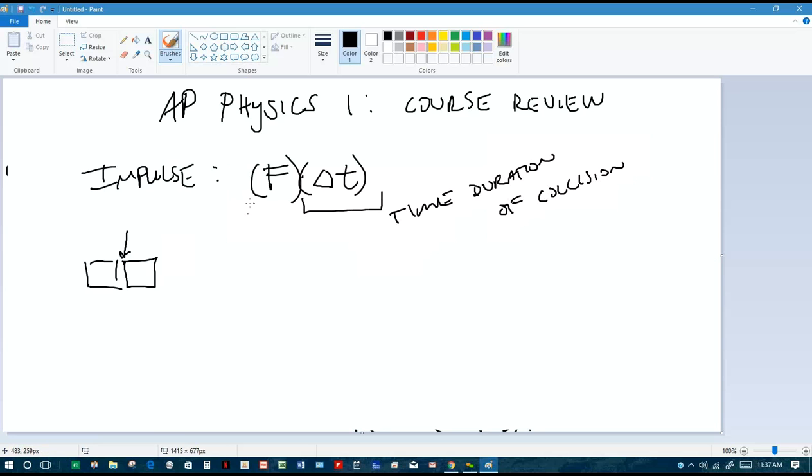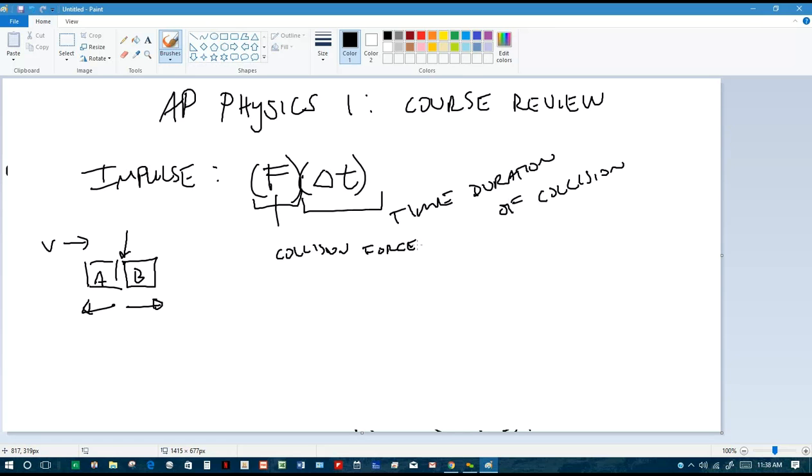And F is the force that they both feel, because if block B feels a force to the right as block A runs into block B, then Newton's third law says block A will also feel a force to the left of equal magnitude, right? Newton's law says all forces are equal when one object pushes on another object. So those 2 objects feel the same exact collision force, and this would be the collision force here.